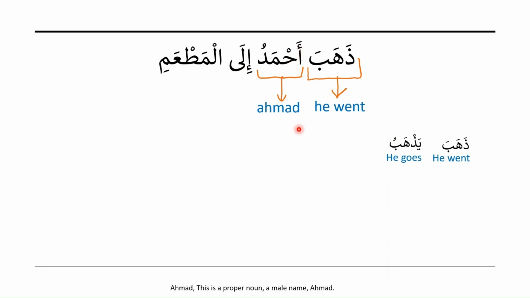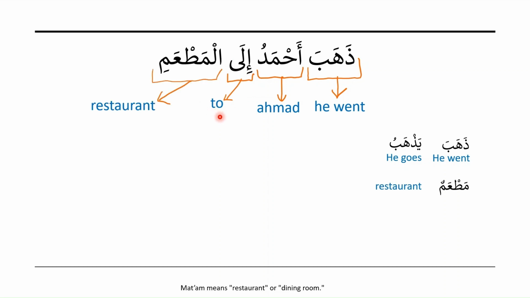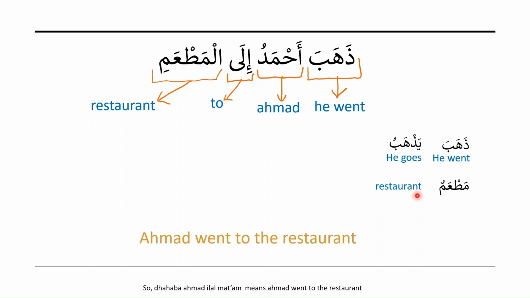Ahmad, this is a proper noun, a male name. Ila, this is a preposition, meaning to. Al-mat'am means the restaurant or dining room. Mat'amun, restaurant. So, ذهب أحمد إلى المطعم means Ahmad went to the restaurant.